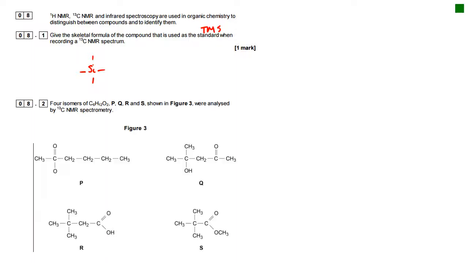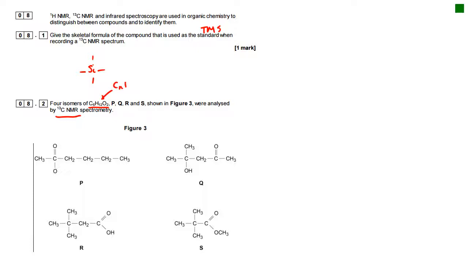Okay, so next part of the question, 8.2. We've got 4 isomers of this molecular formula here, with 2 oxygens in it, P, Q, R and S, and it looks like we're going to use a carbon-13 NMR spectrum, or several spectra, to match the spectra to P, Q, R and S. Looks like that's what we're going to do.